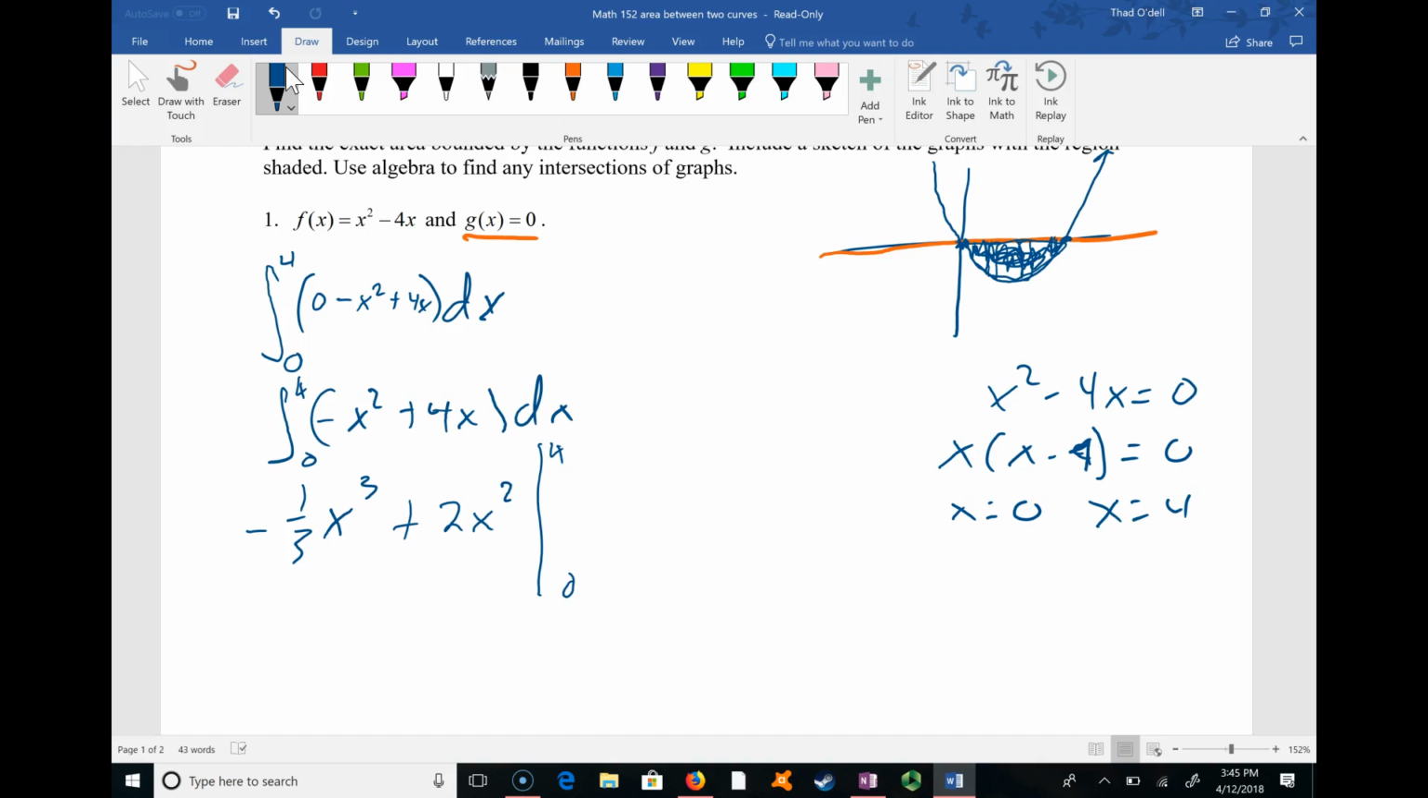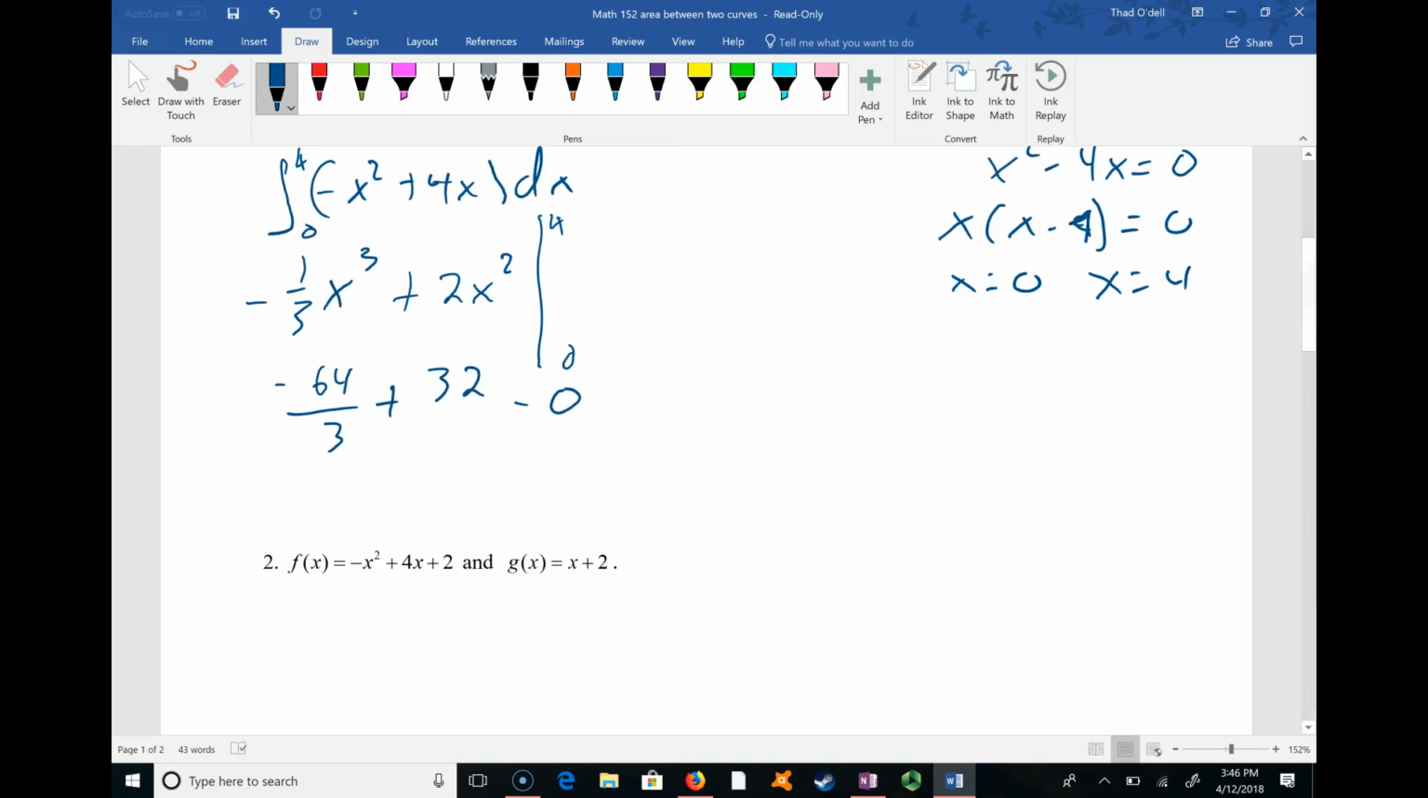I put a 4 in there, 4 to the 3rd power, that'd be 4 times 4 is 16, times 4 is 64. So it'd be negative 64 over 3, plus, put a 4 in there, 4 squared is 16, 2 times 16 is 32. And put a 0 in there, I get 0, so that'd be minus 0. So I get negative 64 over 3 plus 32, of course that would be 96 over 3, so that would be 32 over 3. All right, that's the first answer.